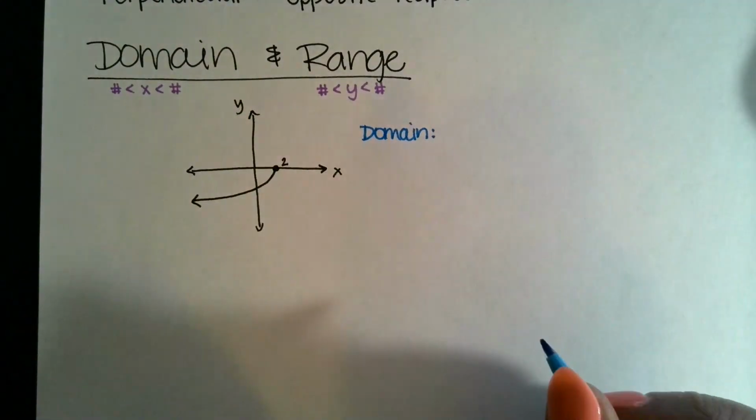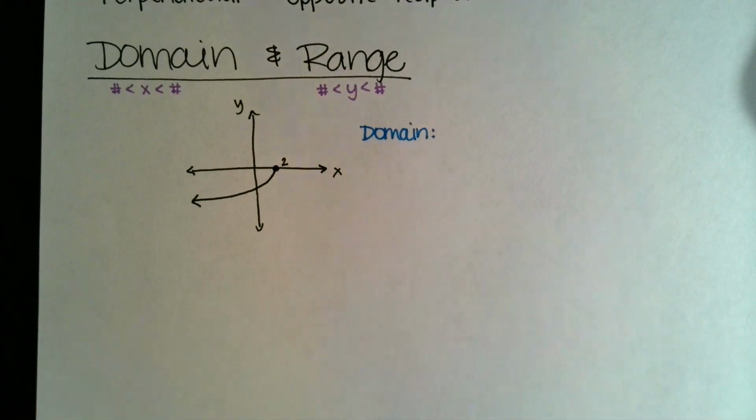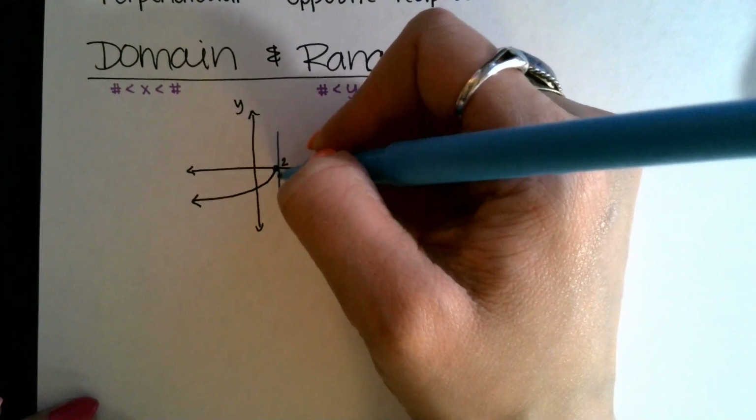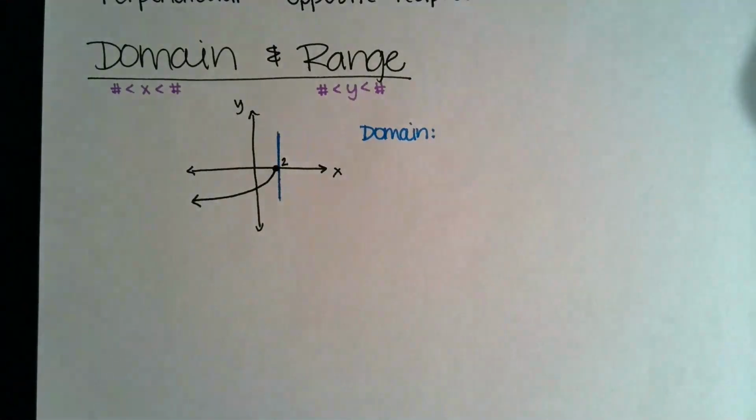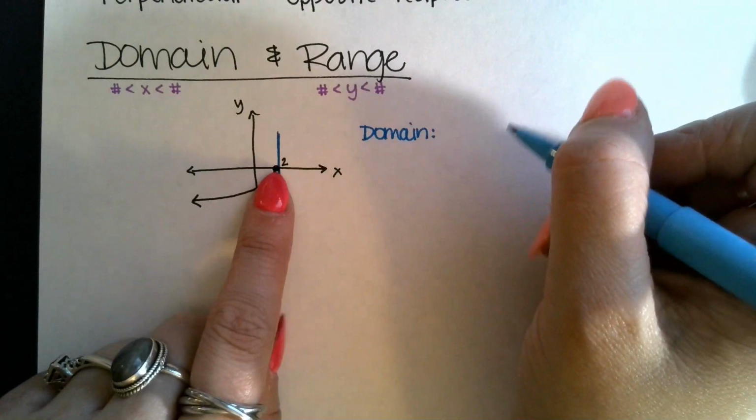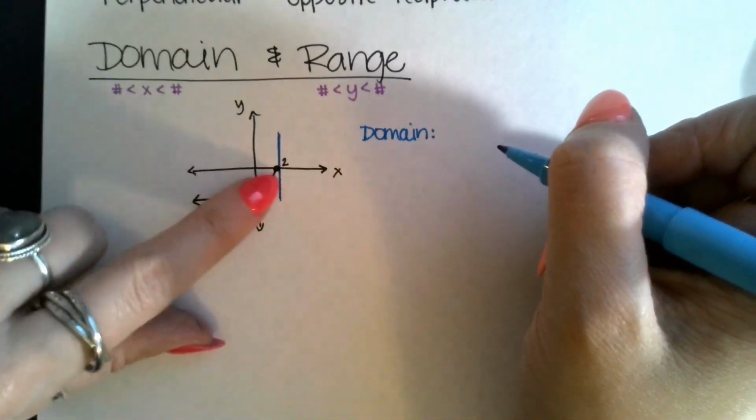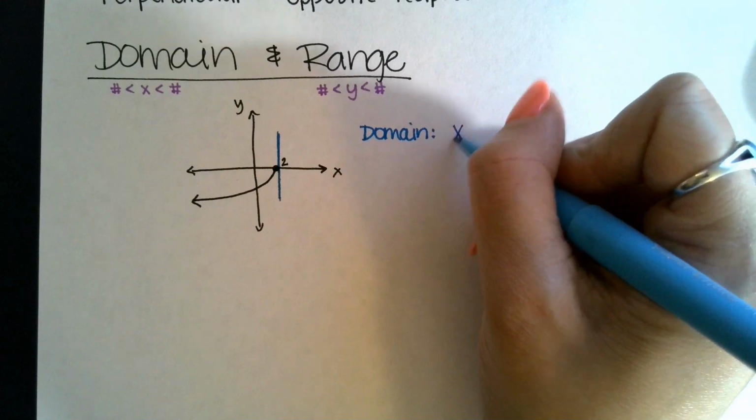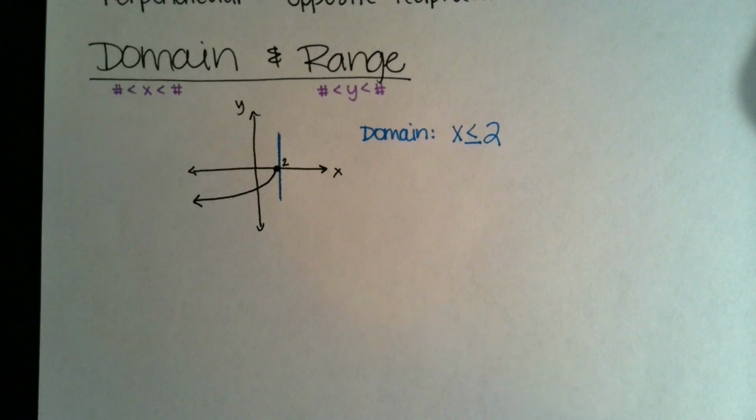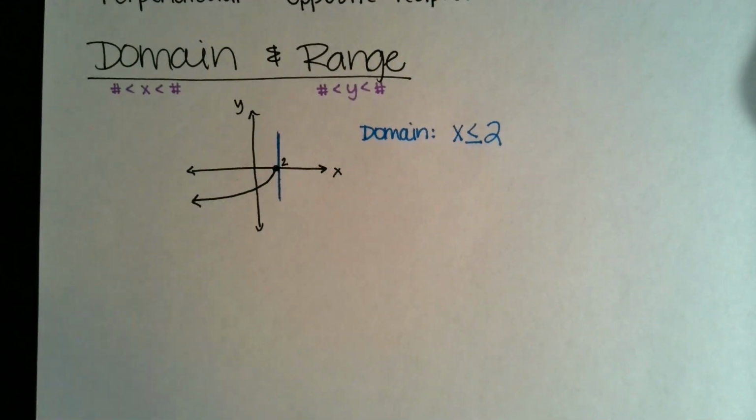And again, domain is left to right. It's how wide our graph is, okay? We do have a boundary where the graph stops and doesn't go further than this place right here. So we have a right-hand boundary, but it does go to the left forever because of that arrow. So we only have one boundary, and this graph is entirely to the left of that x value. So it is all of the values of x less than or equal to 2. You remember this?